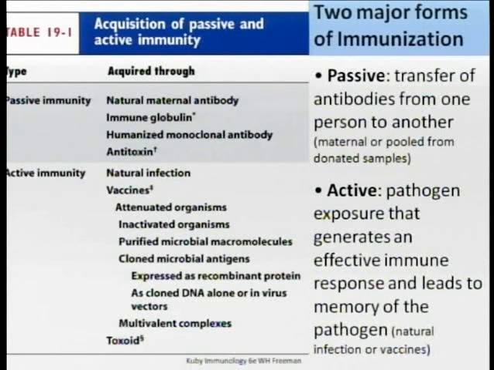Active, on the other hand, is when pathogen exposure generates an effective immune response. You are asking the immune system to participate in a response. So here, this will lead to memory of the pathogen. So as an example, as you can see here, vaccines are an active form of immunization. Your immune system is participating in a response. And you can also see that natural infection would do that as well. So a natural infection with a bacteria or virus. But vaccines, again, a large portion of the active immunity.